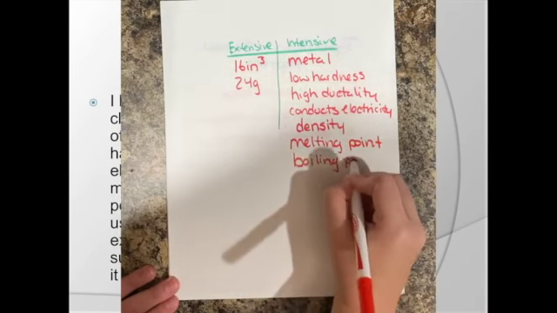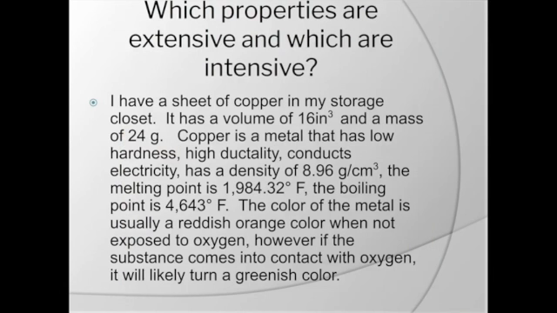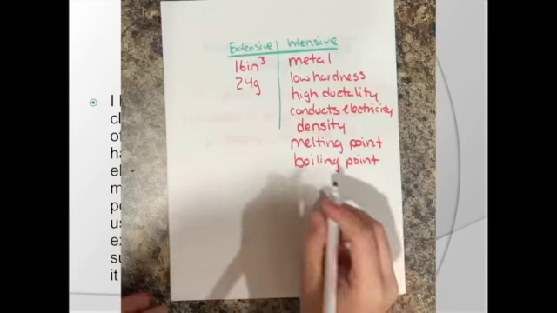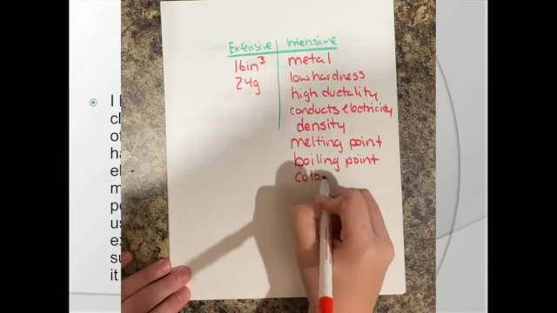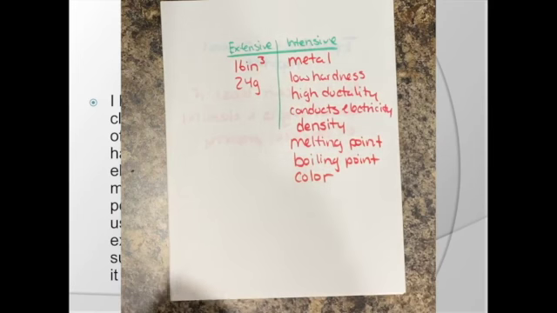And that also means boiling point will be intensive. The color of the metal is a reddish orange color when not exposed to oxygen. However, if the substance comes into contact with oxygen, it'll likely turn a greenish color. So color will be intensive. Okay, so looking at the list, you can see how most of the properties we talked about are intensive because it does not have to do with the amount. The only ones that are extensive are the volume and the mass.